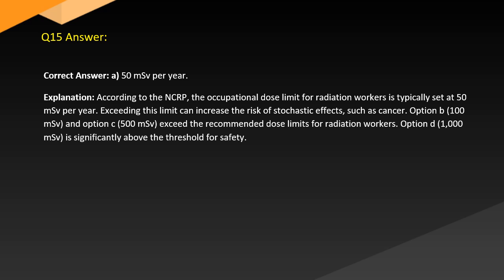Answer. Correct answer: 50 mSv per year. Explanation. According to the NCRP, the occupational dose limit for radiation workers is typically set at 50 mSv per year. Exceeding this limit can increase the risk of stochastic effects, such as cancer. Option B, 100 mSv, and option C, 500 mSv, exceed the recommended dose limits for radiation workers. Option D, 1000 mSv, is significantly above the threshold for safety.